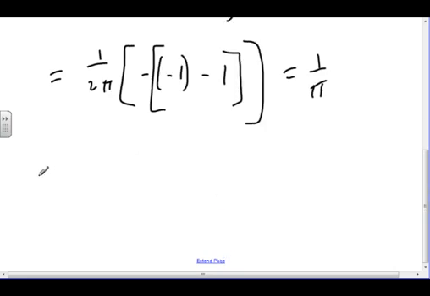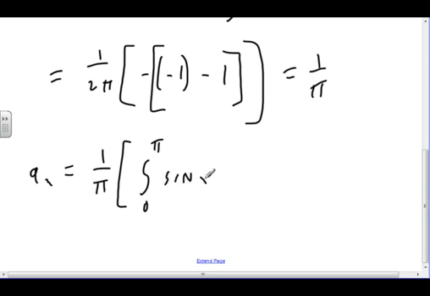All right, so now I'm looking at an, 1 over pi, interval 0 to pi, sine x, cosine nx, plus integral pi to 2 pi of 0 dx. And we'll get to the right page of the book to make sure we're applying this formula right. Okay, we are.